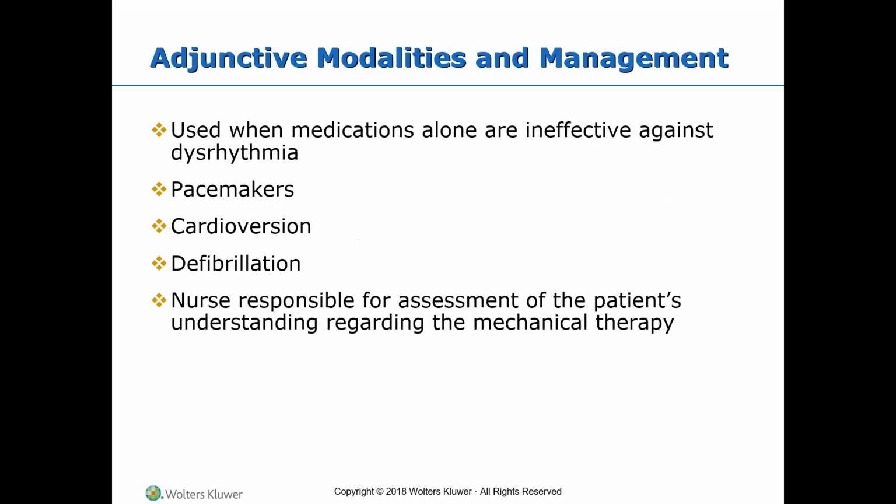And then adjunctive modalities of management used when medications alone are ineffective against dysrhythmia. So we do pacemakers, cardioversion. So they will try to get a patient out of AFib by medication first. If it does not work, cardioversion is when they take the electrical pads, like if they're from a code, and they will literally stop the patient's heart and restart it, kind of like restarting your computer.